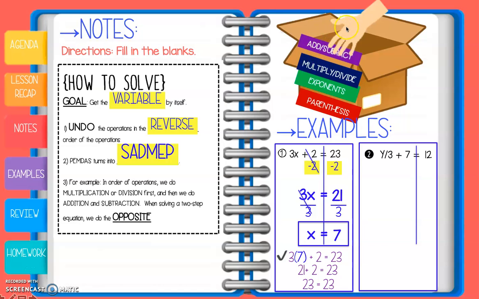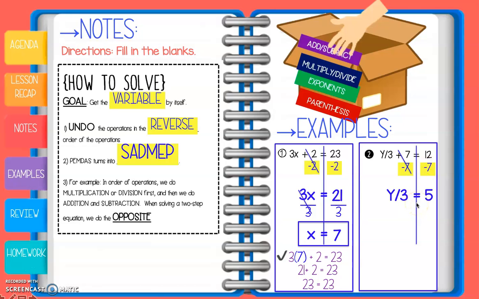First, we're going to pull out our add or subtract. Here we have a plus 7. So to cancel out a plus 7 to isolate the variable, we're going to subtract 7. Whatever I do on the left, I also have to come over here and do on the right so that my equation stays balanced. So I have a plus 7 and a minus 7, and those are going to cancel each other out, and we're going to be left with y divided by 3. Over here, we're going to take 12 minus 7, and we get 5.